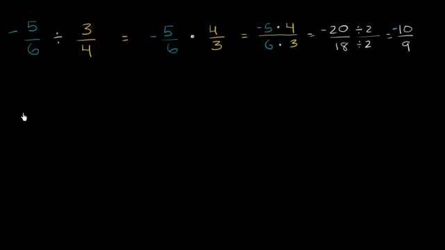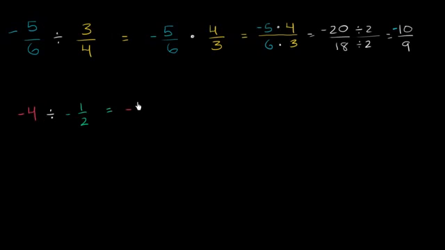Let's say that I have negative 4 divided by negative 1/2. So using the exact logic that we just said, dividing by something is equivalent to multiplying by its reciprocal. So this is going to be equal to negative 4. And instead of writing it as negative 4, let me just write it as a fraction so that we are clear what its numerator is and what its denominator is.